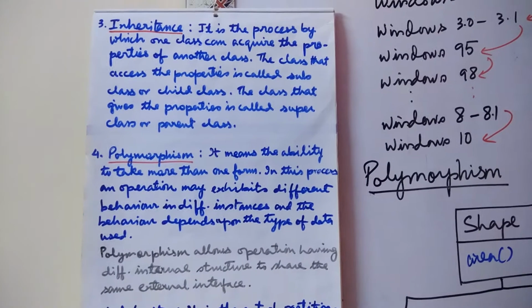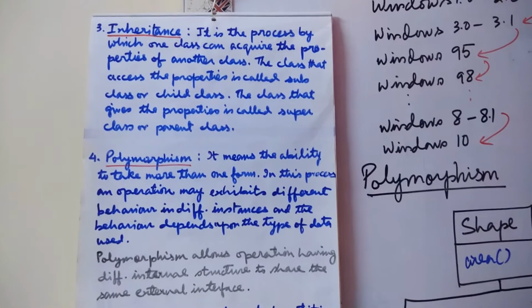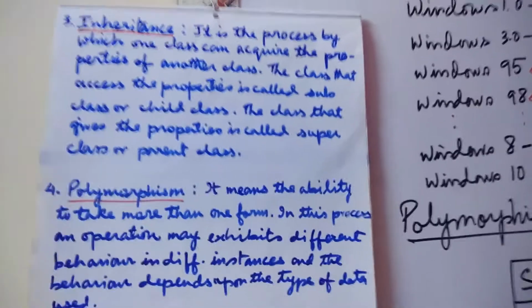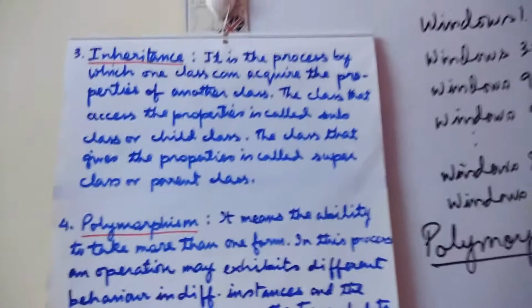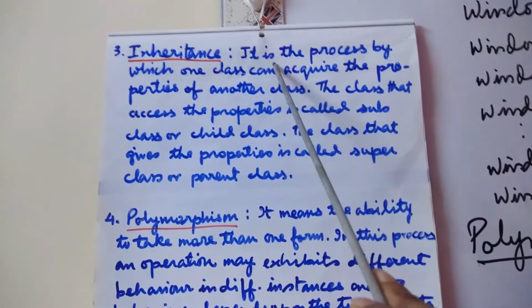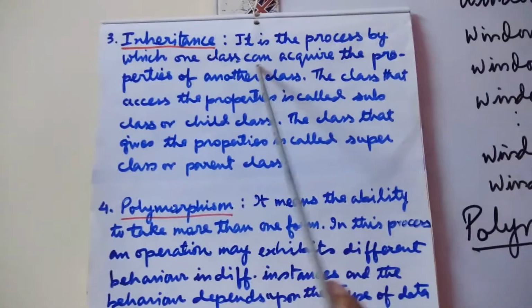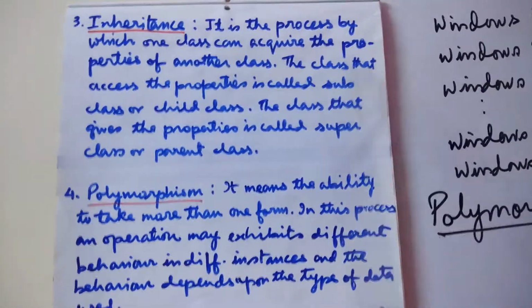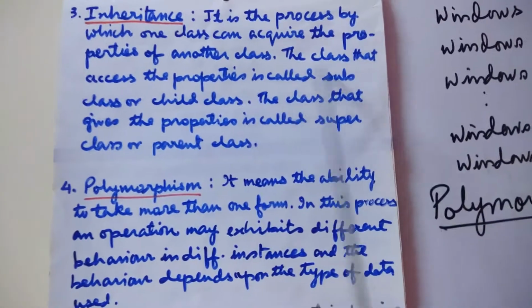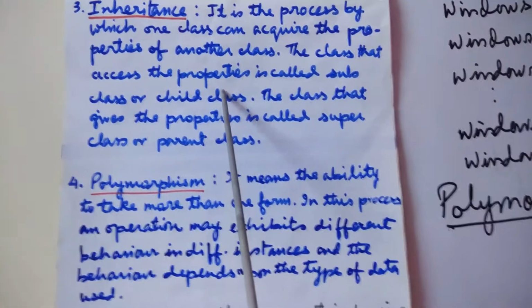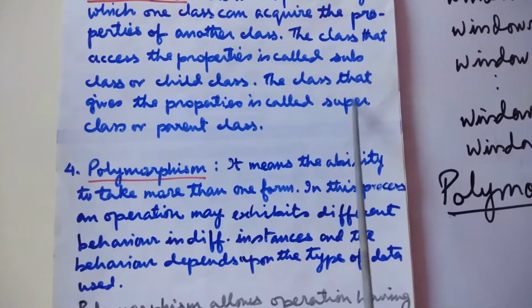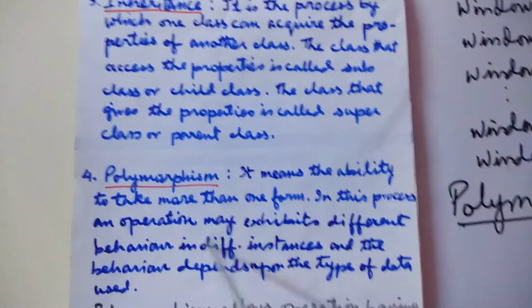Yes, students. Now I'll discuss inheritance and polymorphism. Let us go through the notes. What is inheritance? It is the process by which one class can acquire the properties of another class. The class that accesses the properties is called the subclass or child class, and the class that gives the properties is called the superclass or parent class.